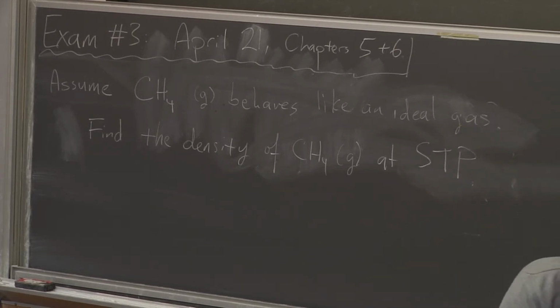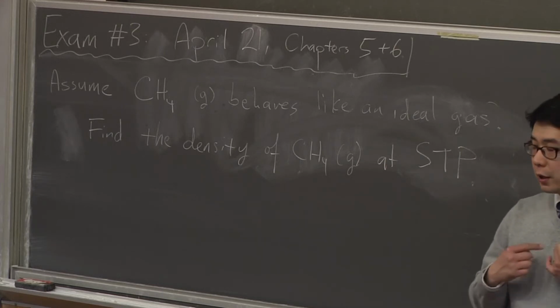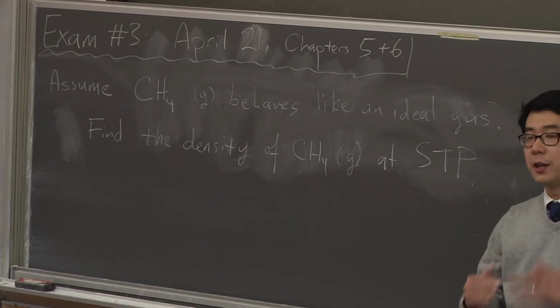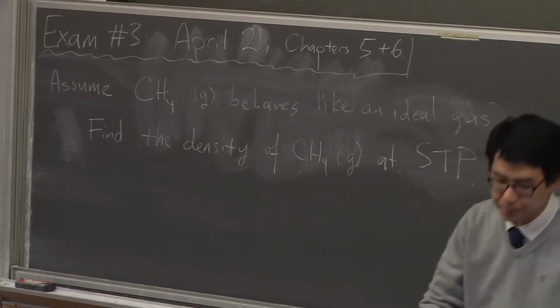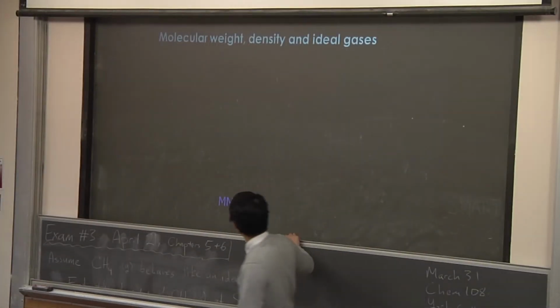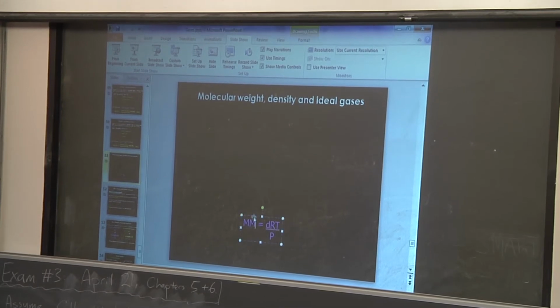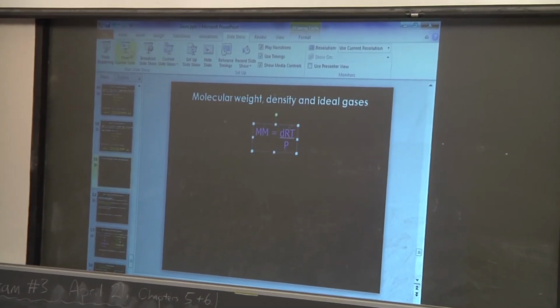There's a couple of ways to do this. You can use the ideal gas law, PV equals nRT, or there's a variant of the ideal gas law that specifically addresses density and molecular weight. Let's pull that up. Here's the formula that you might want to use.